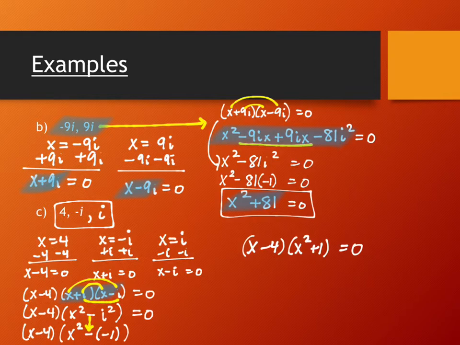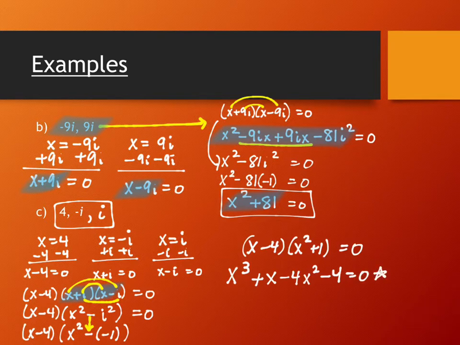Okay, so we're going to distribute this out. Foiling is fine since it's 2 by 2, right? Binomial times a binomial. x times x squared is x cubed. My outer terms x times 1 is x. My inner terms negative 4x squared. And my last terms is negative 4.